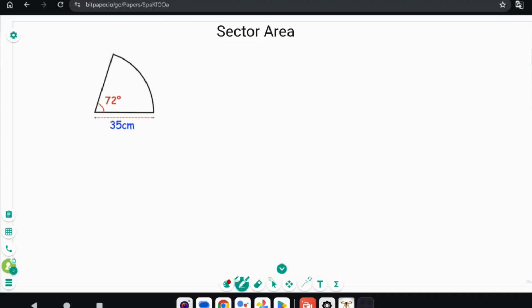Okay, in this recording, we're going to look at how to find out sector area. I'm going to just draw a full circle around here to show you that this is the sector. So that was a full circle. That would be your centre. It's not the perfect picture, but that is the centre.